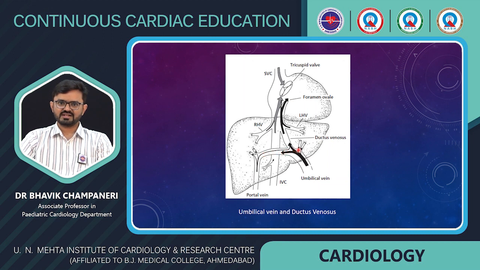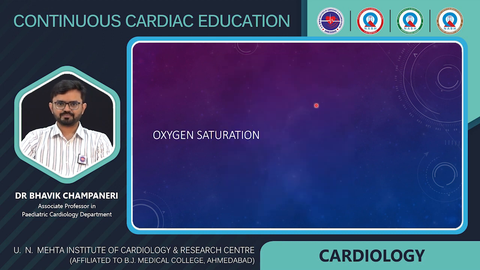There is a connection between the portal vein and the left hepatic vein, which is called the ductus venosus. This umbilical venous blood is preferentially diverted through the umbilical vein into the left hepatic vein and IVC, and this IVC blood is preferentially directed towards the foramen ovale, and eventually it enters into the left atrium and left ventricle. That is how oxygenated blood is supplied to the brain and coronaries.